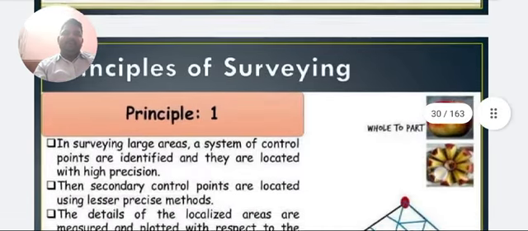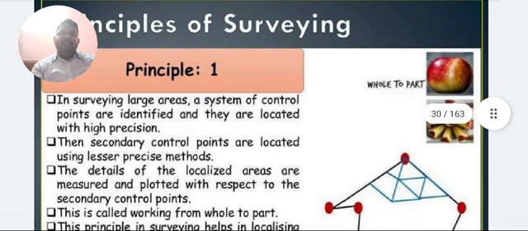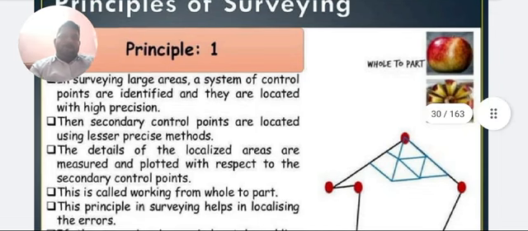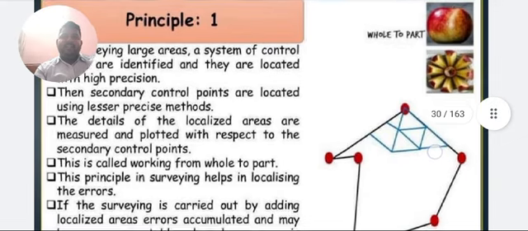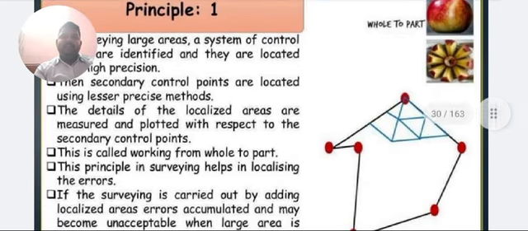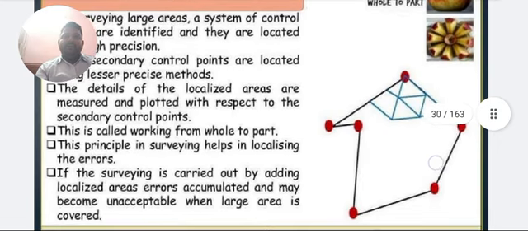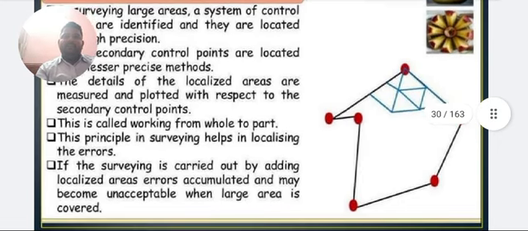In surveying a larger area, a system of control points is identified and they are located with high precision. The secondary control points are located using less precise methods. The details of the area are measured and plotted with respect to the secondary control points. This is called working from the whole to the part. This principle helps in localizing the errors.